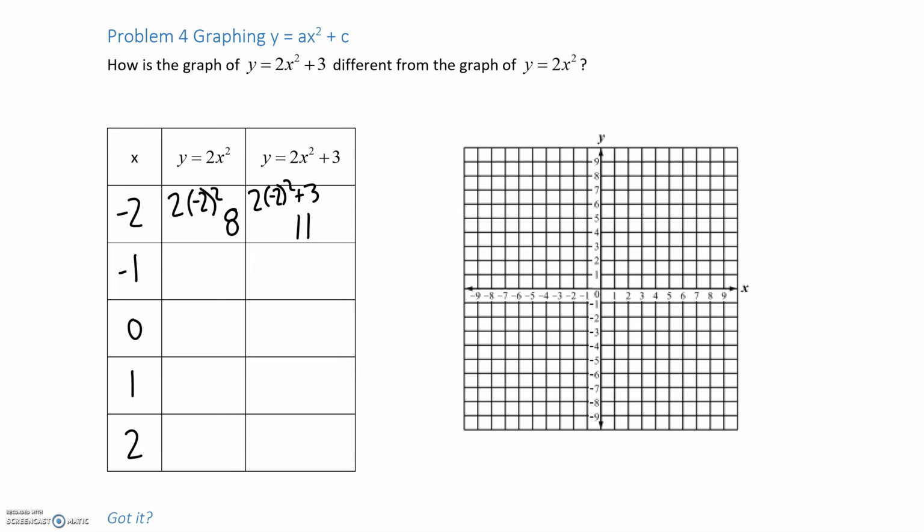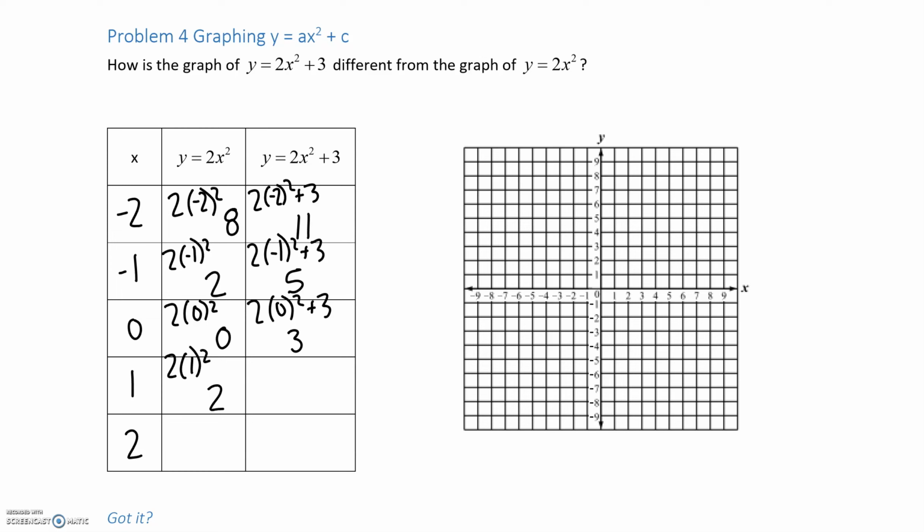Okay. When we have 2 times -1 squared, that's just going to give us 2. And if we have 2 times -1 squared plus 3, that's just going to give us 2 plus 3, which is going to be 5. Okay. If we have 2 times 0 squared, that's just going to give us 0. And if we have 2 times 0 squared plus 3, that's going to be 0 plus 3, which is just going to be 3. Okay. If we have 2 times 1 squared, that's going to give us positive 2. And 2 times 1 squared plus 3 is going to give us that 5 again.